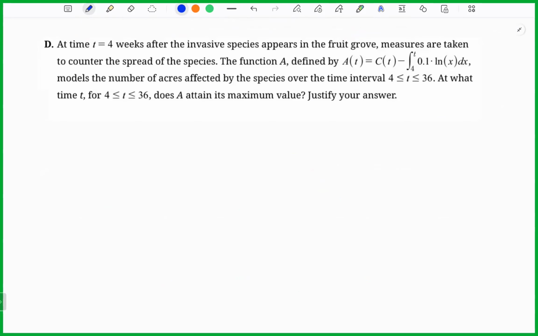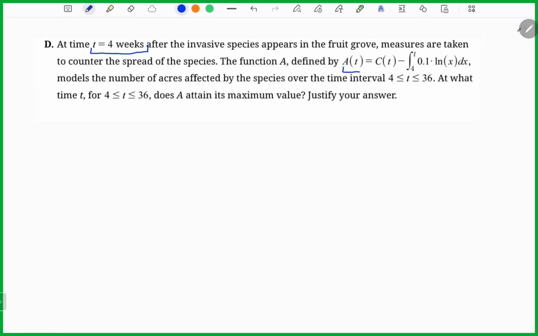So moving on to part D. At time t equals 4 weeks after the invasive species appears in the fruit grove, measures are taken to counter the spread of the species. Okay, that's fairly unimportant, except for the time at which this begins. The function A, defined by A of t equals C of t minus integral 4 to t of 0.1 ln x dx, models the number of acres affected by the species over the time interval 4 to 36. So we can see that there's a mitigating effect. And we'd like to know at what time A attains its maximum value.